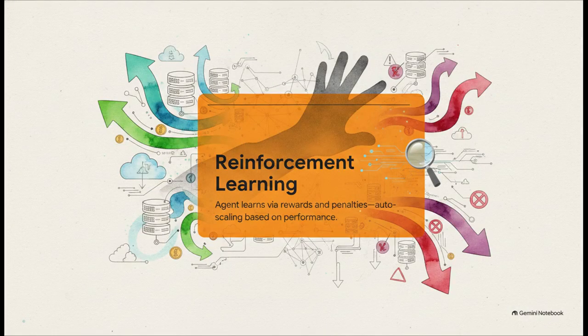Finally, reinforcement learning. This is where an intelligent agent learns purely through rewards and penalties based on the actions it takes in an environment. Think of this for highly dynamic environments, like an agent that auto-scales your infrastructure based on live performance metrics. It's constantly figuring out the optimal state to maximize application uptime, which is its reward, while minimizing wasted compute costs, which is its penalty. Over time, it gets incredibly efficient.